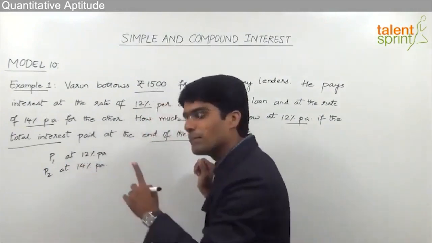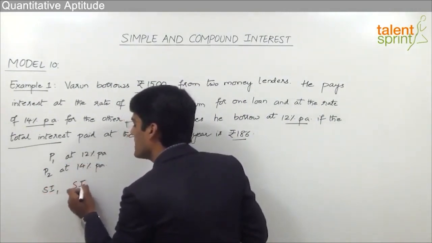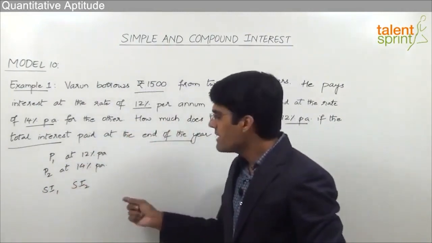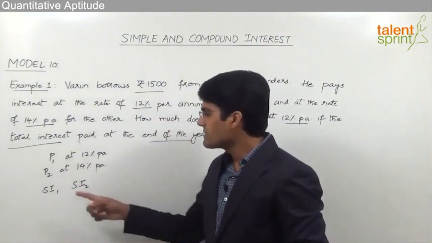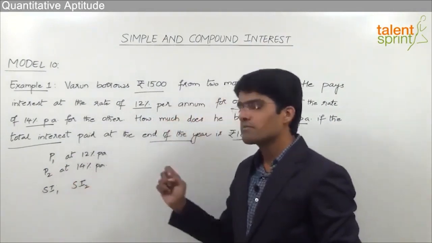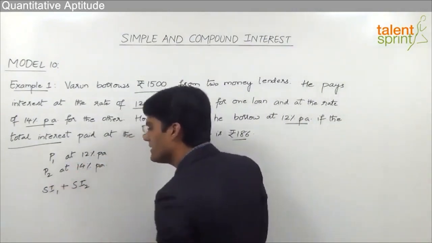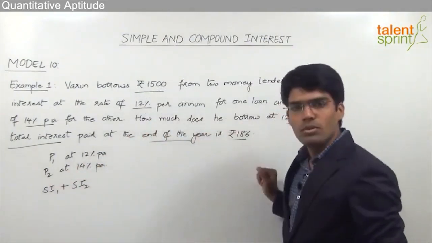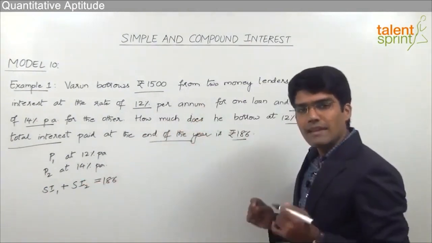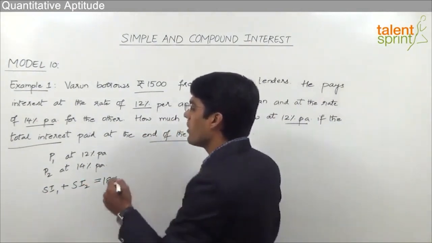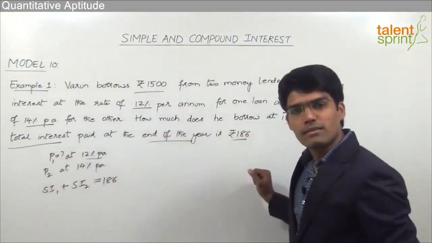Let us assume that the simple interest on the first loan is SI1 and the simple interest on the second loan is SI2. That means simple interest on P1 at 12% per annum is SI1 and simple interest on P2 at 14% per annum is SI2. And also we know that the total interest, that is SI1 plus SI2, is equal to 186 rupees. And we need to find out how much has been borrowed at 12% per annum. That means P1 is what has to be calculated.